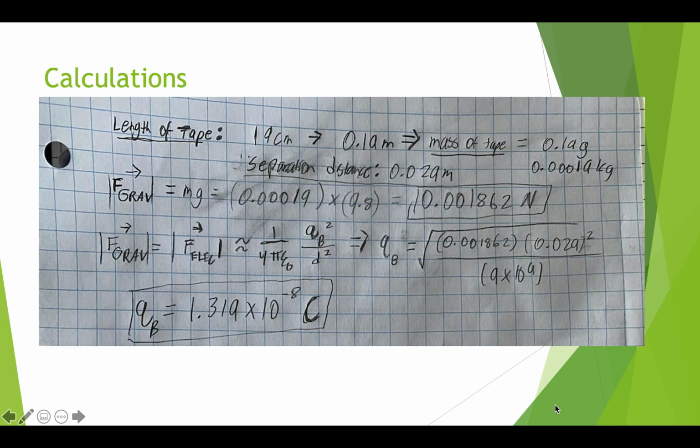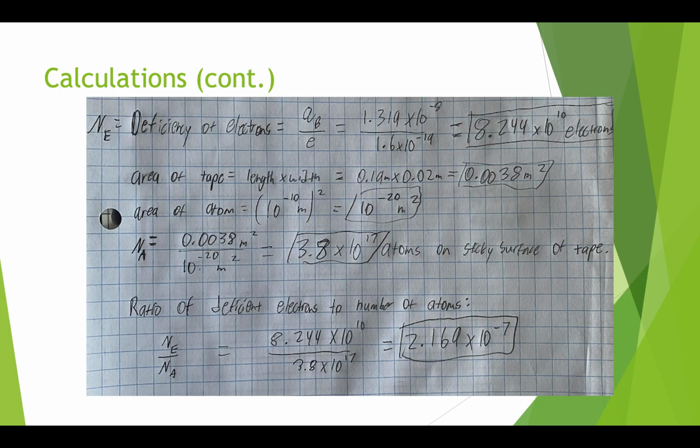By using the length of the tape, I'm able to find the mass number, as you can see in the top right. And here's my simple force of gravity calculation, which is right here, 0.001862 newtons. Then using that number and an equation for the electric force, we are able to find how to calculate the charge of the tape B. As you can see right here, that ends up being 1.319 times 10 to the negative 8th coulombs.